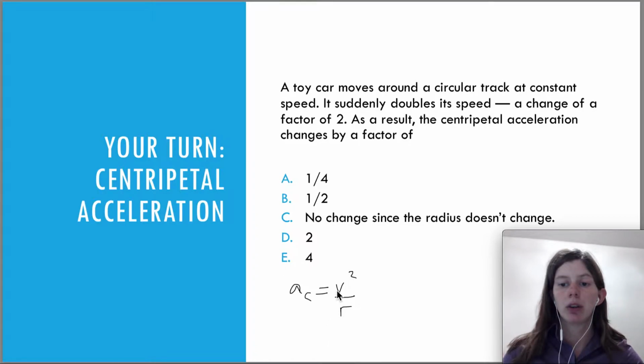Then it requires you to simply look at the equation and see what happens if you double the speed. So you put in 2v, but don't just put 2v in, because it's 2v squared. Make sure you square it. Then you get 4v squared over r. So when you double the speed, you now have 4 times the acceleration that you had before.